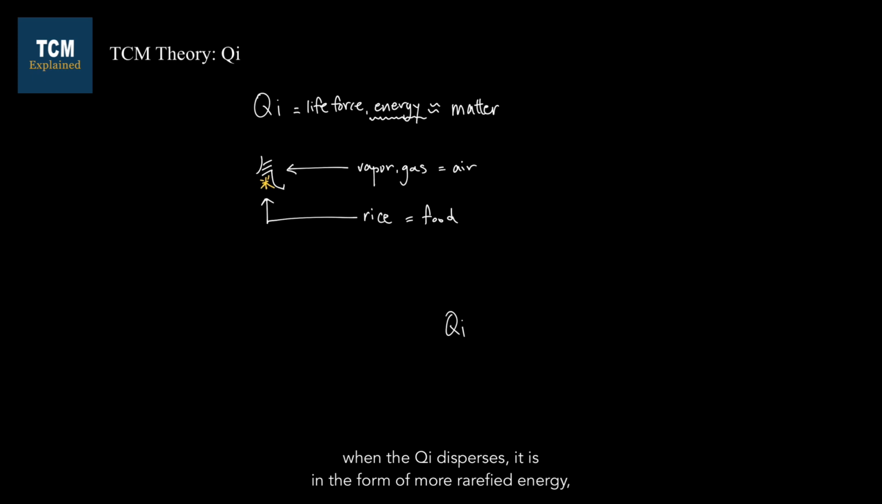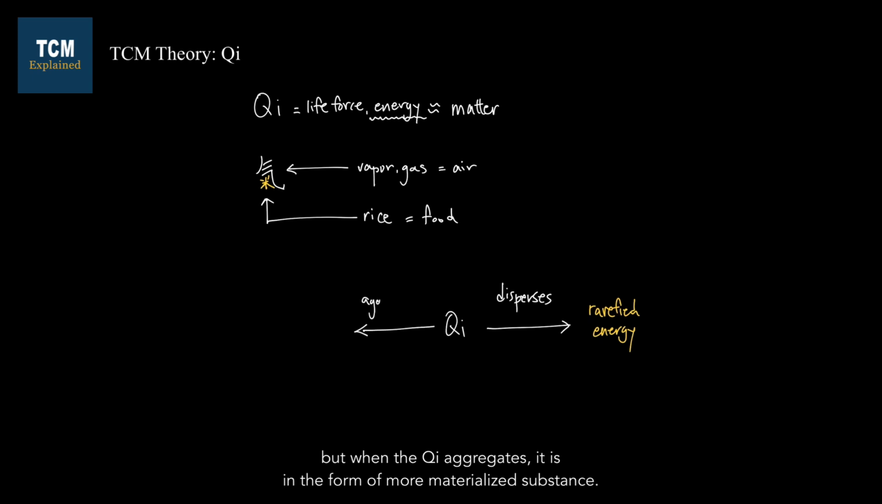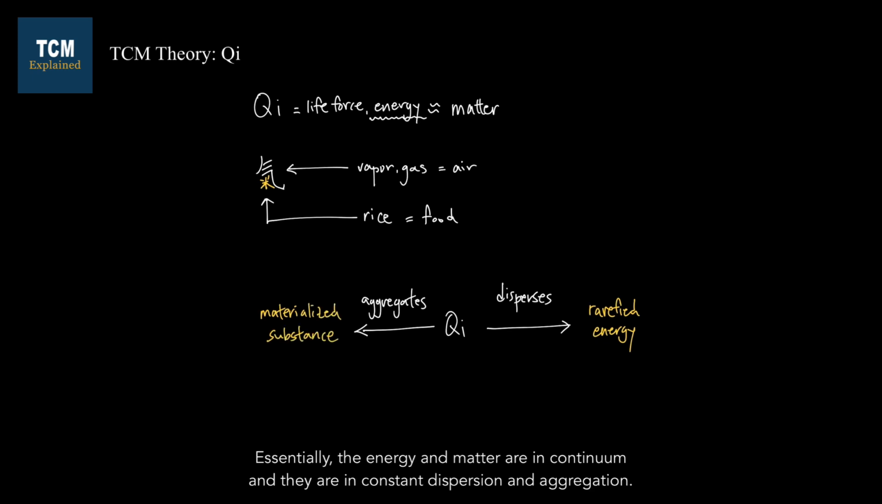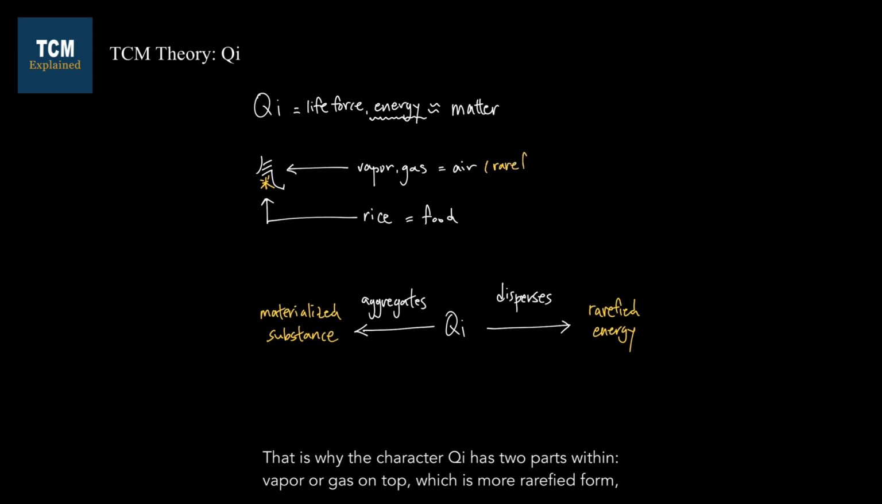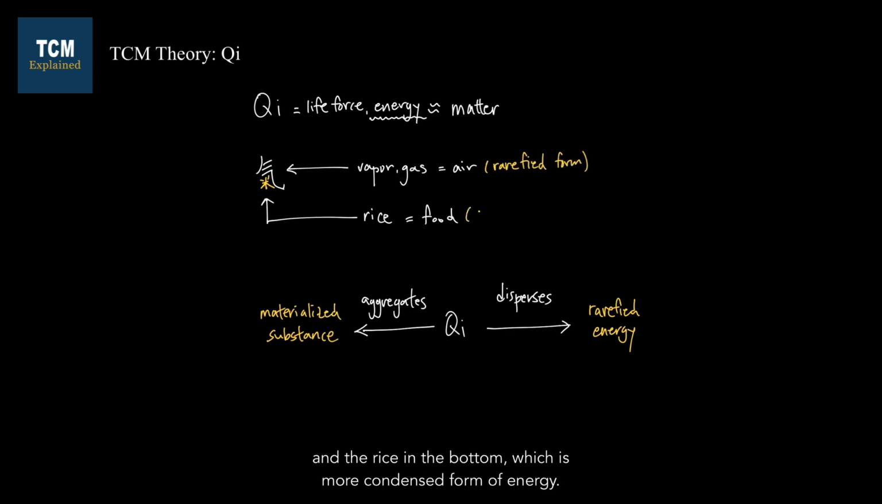In other words, when the Qi disperses, it is in the form of more rarefied energy. But when the Qi aggregates, it is in the form of more materialized substance. Essentially, the energy and matter are in continuum, and they are in constant dispersion and aggregation. That is why the character Qi has 2 parts within, vapor or gas on top, which is more rarefied form, and the rice in the bottom, which is more condensed form of energy.